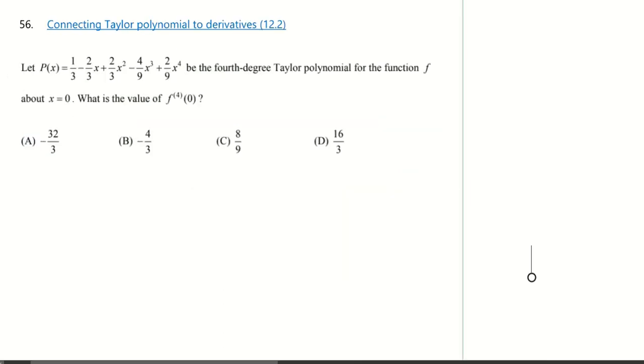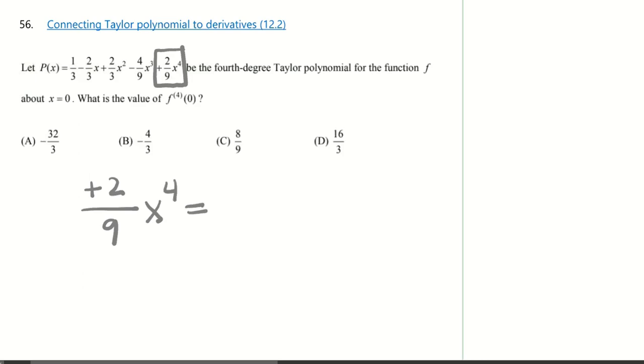Okay, connecting a Taylor polynomial to derivatives. Okay, this is a good skill to have. So we know that the fourth derivative information comes from the fourth power term. And I need that plus as well because that matters, right? So it's positive 2 divided by 9 times x to the 4.